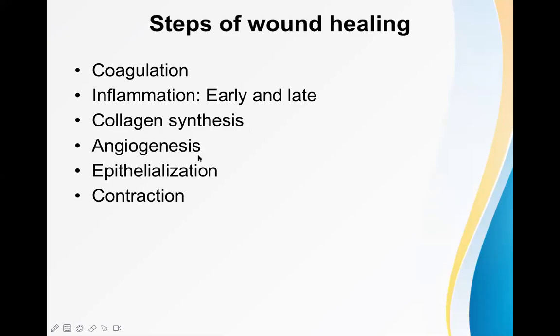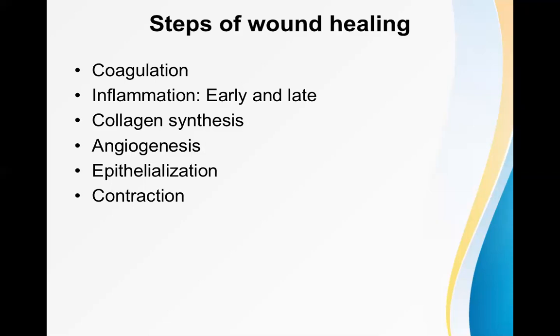Then there is synthesis of collagen. Without collagen synthesis or without collagen fiber, the strength of the healed wound is not good. Angiogenesis. What is the meaning of angiogenesis? Anyone? Angiogenesis, formation of new blood vessels. Formation of the new blood vessels. Excellent. Formation of new blood vessels is known as angiogenesis. Excellent. This is a very important step of wound healing.